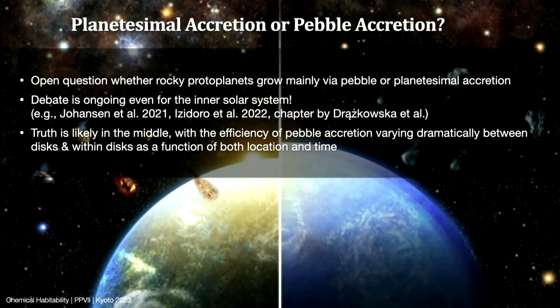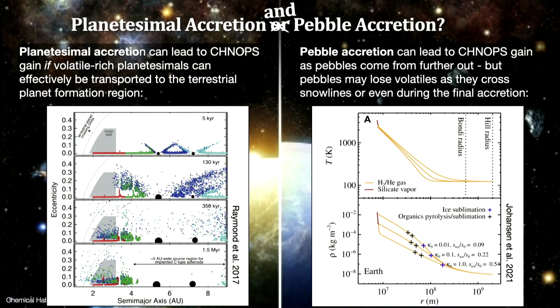Okay, pressing on. There's an ongoing debate to what extent pebble accretion versus planetesimal accretion matters in the inner solar system even. Of course, it's not either or, right? We'll have some mix of these, especially as the pebble flux is a very strong function of time. So you can imagine some process dominating early and the other process dominating late. And it's interesting then to consider the CHNOPS loss and gain processes associated with these. So planetesimals clearly can deliver volatiles, but it'll depend on the architecture of your system.